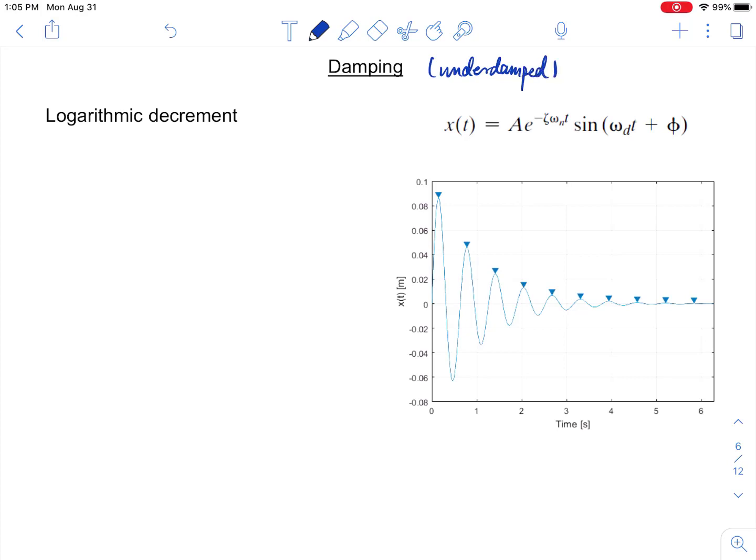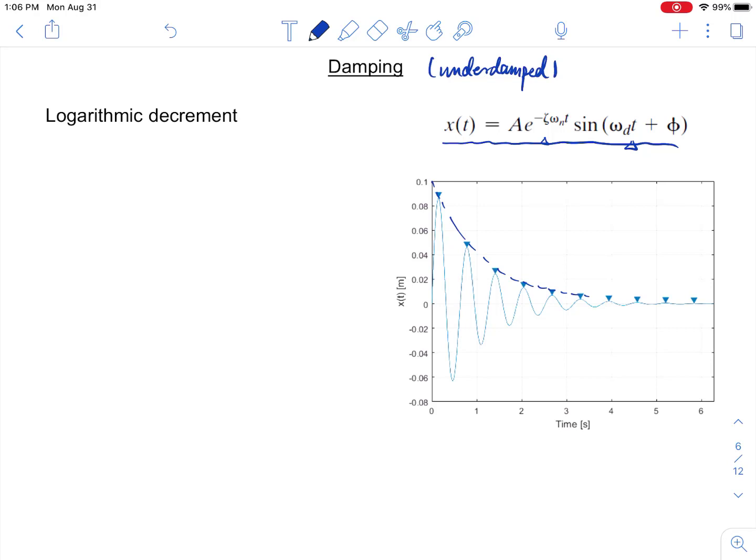And let's recall that the analytical expression for this underdamped response is something like this. It has a sinusoidal function describing the oscillation. It also has an exponentially decaying amplitude, which indicates this envelope.